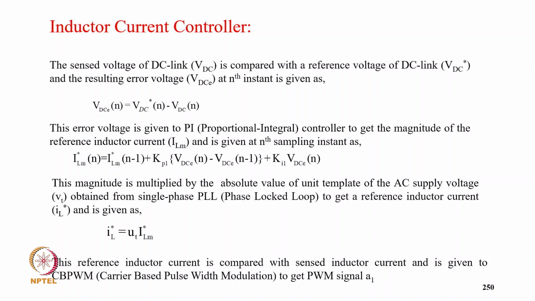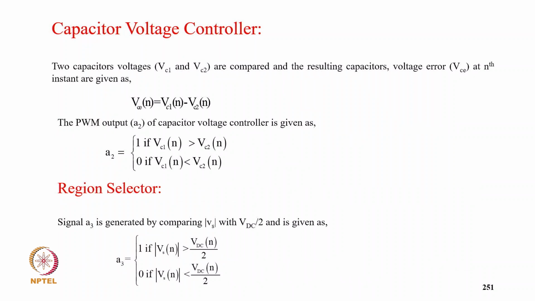This reference inductor current is compared with the sensed inductor current and is given to carrier based pulse width modulation to get the PWM signal A1. In the capacitor voltage controller, the two capacitor voltages VC1 and VC2 are compared, and the resulting voltage error at the nth sampling instant is VCN equals VC1 minus VC2. The PWM output of the capacitor voltage controller is A2 equal to 1 if VC1 is greater than VC2, and 0 if VC1 is less than VC2.